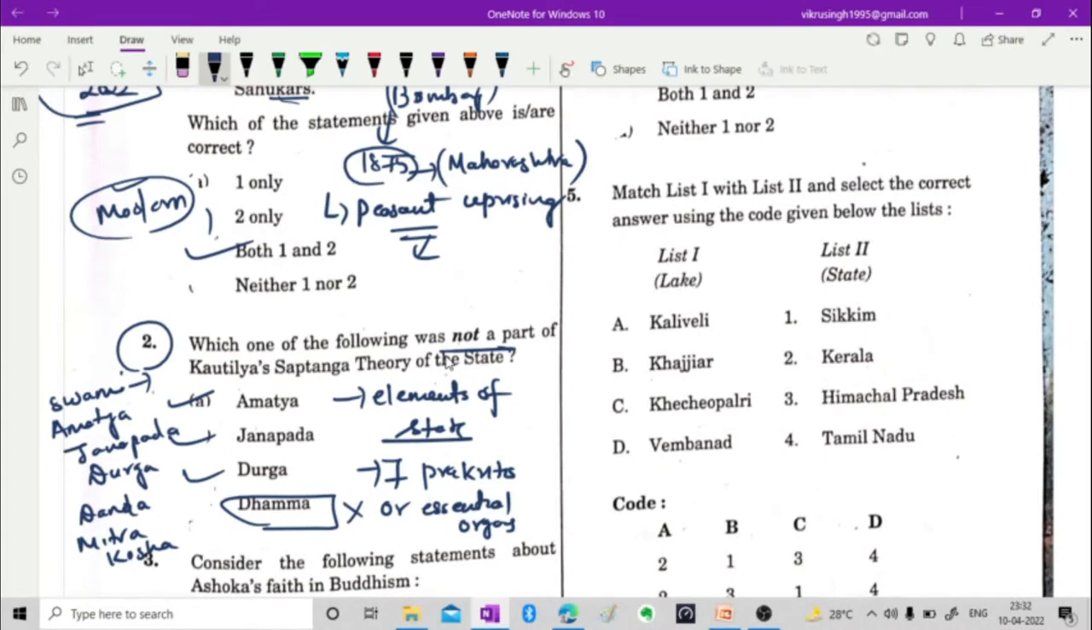Swami, it is regarding the ruler. Amatya means the minister. Janapada, it is regarding the population. Durga, it is regarding the fortified capital. Danda means the army. Mitra means ally and the friend. Kausha is the treasury. So Dhamma, it is not there in the Kautilya Saptanga. It is the Saptanga theory, means 7 limbs theory of state. So it is the question from Maurya age. So it is a very important question of ancient India.